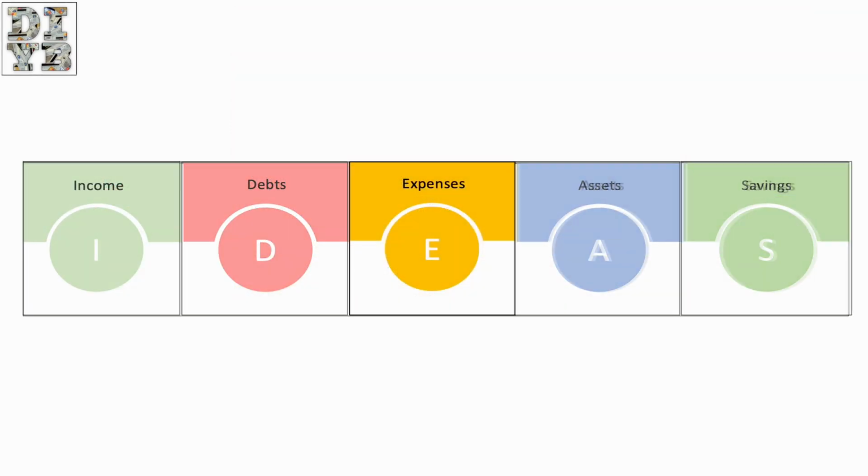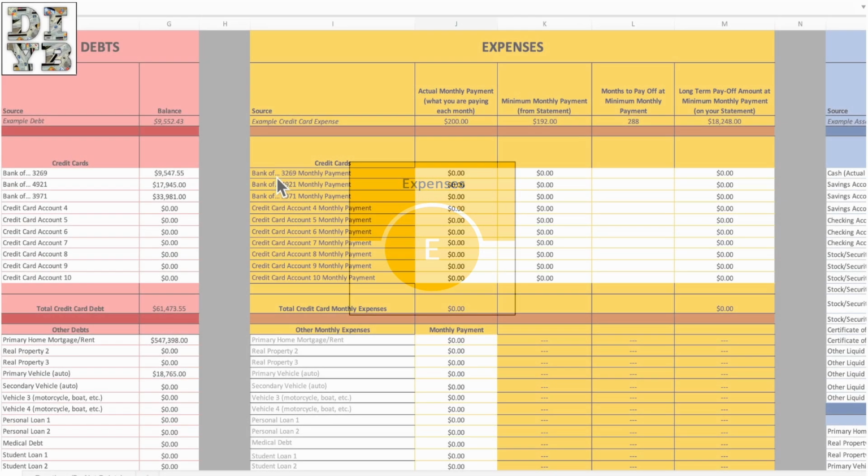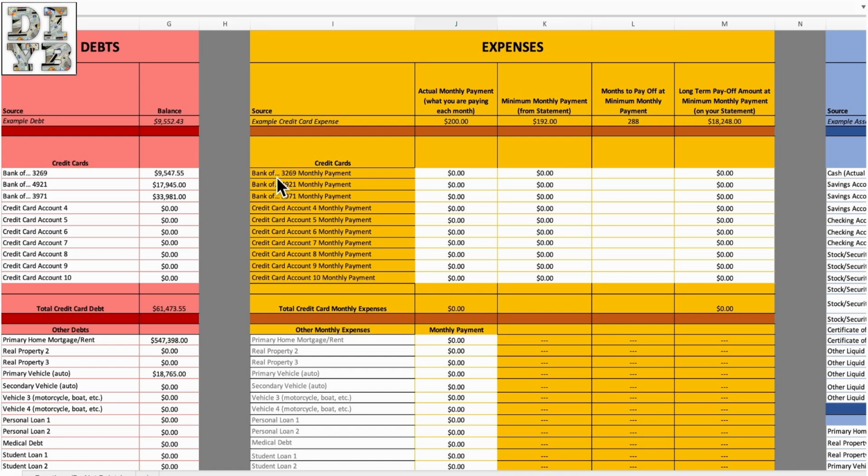And now you're going to do the same with your monthly expenses. So again, in the spreadsheet that I provide, when you enter your credit card account in the debt section, that account name and number would then propagate into the expense section where you will enter the monthly payment amount that you are making each month. You want to total up your total credit card monthly payments and then all of your other monthly expenses.